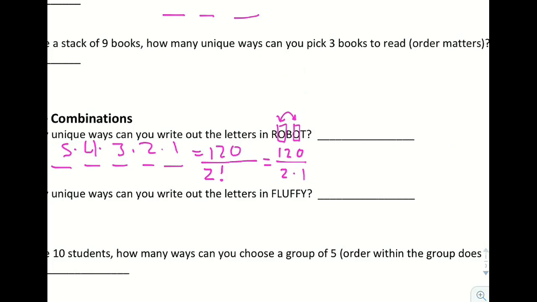If we do this, we know that 120 divided by 2 is going to be 60. So we're going to cut that number in half. So how many ways can you write out the letters in robot that are unique? It's not 120, it's actually 60.